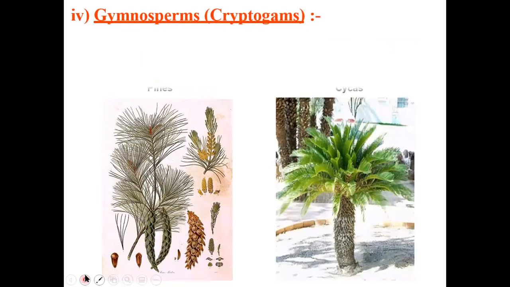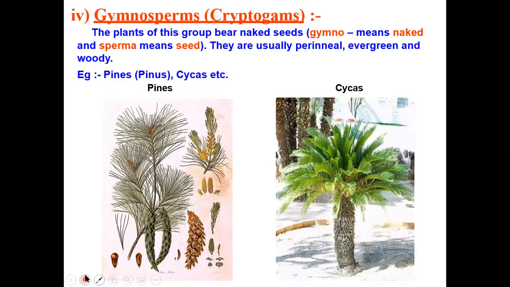Now we will discuss gymnosperms. The plants of this group bear naked seeds. Gymno means naked and sperma means seed. They are usually perennial, evergreen, and woody. Examples are Pinus and Cycas. This is the structure of Pinus and this is the structure of Cycas. According to this, we can see this is the seed of Pinus and it is naked. There is no covering on the seed.